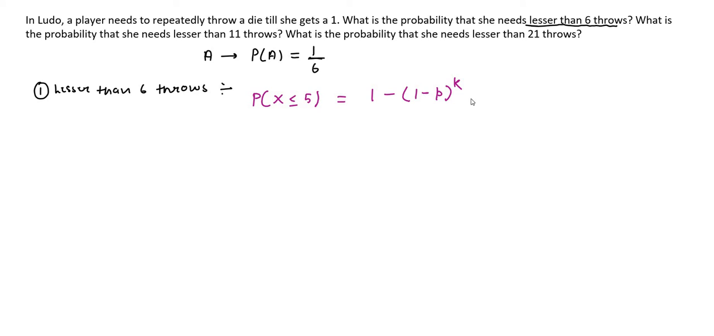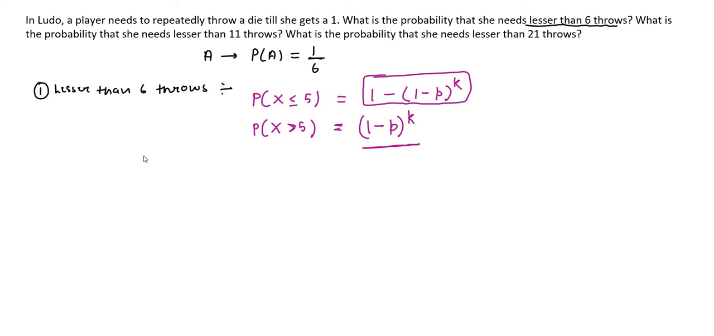It is important to note the probability that she will need more than 5 throws. This is given by (1 minus p) to the k. This is an important identity that you need to keep in mind. And equal to or less than 5 will be the complement of this.